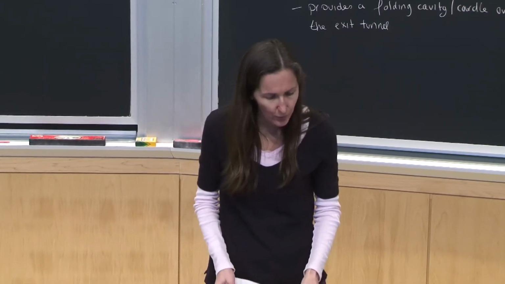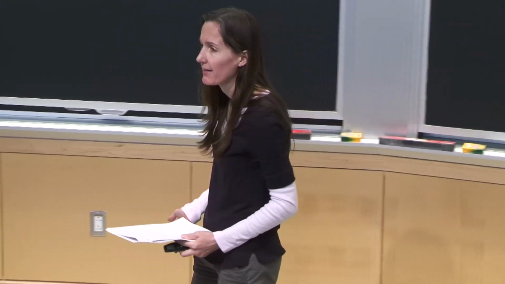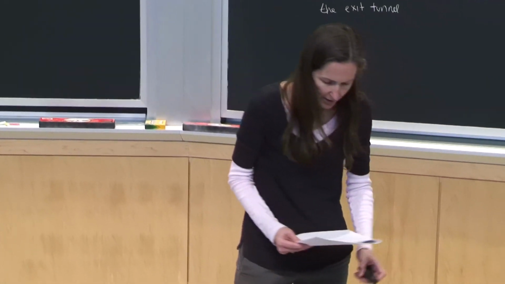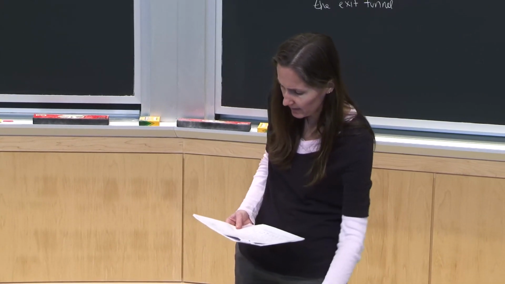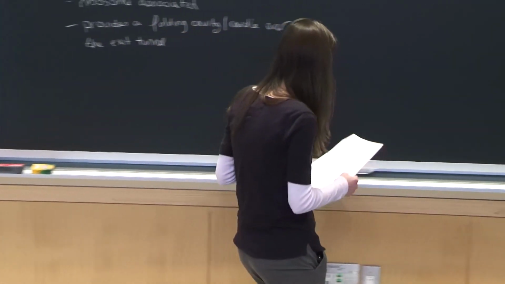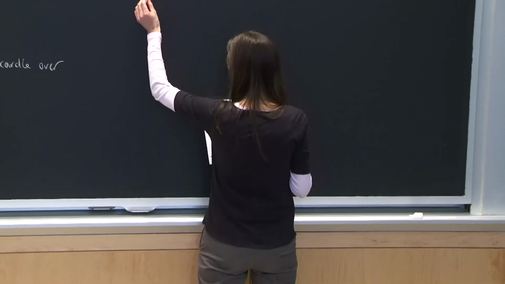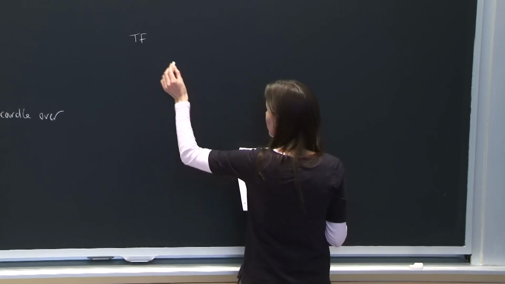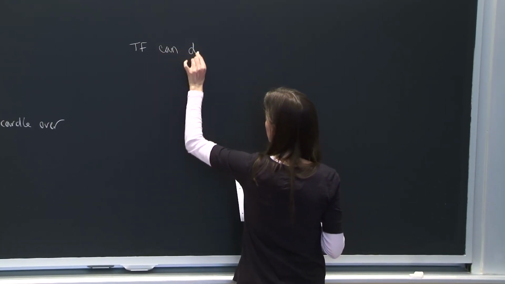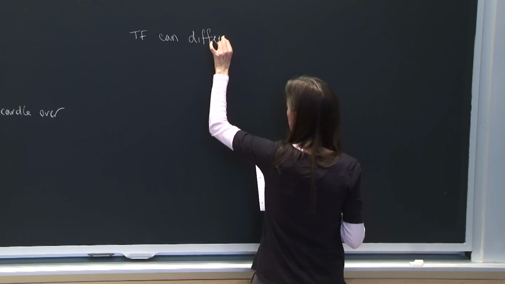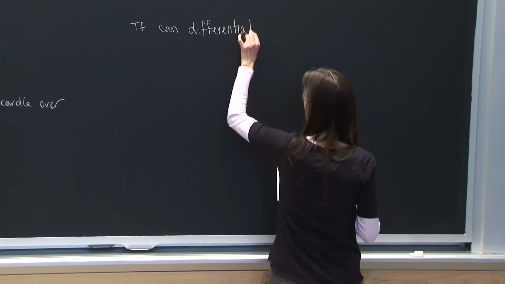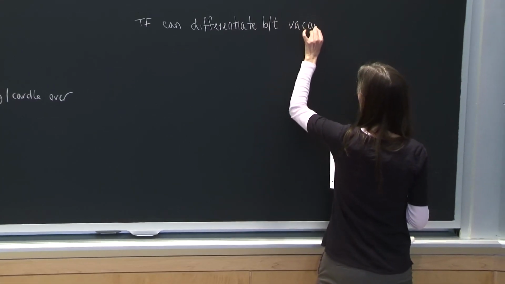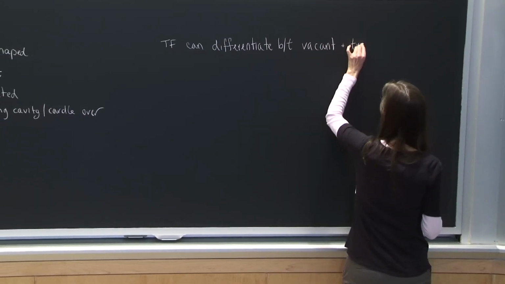So what happens when a polypeptide is emerging from the exit tunnel and it encounters trigger factor? There's many possibilities. And as I said, trigger factor is dynamic. And an interesting point about this protein is that trigger factor can differentiate between vacant and translating ribosomes.